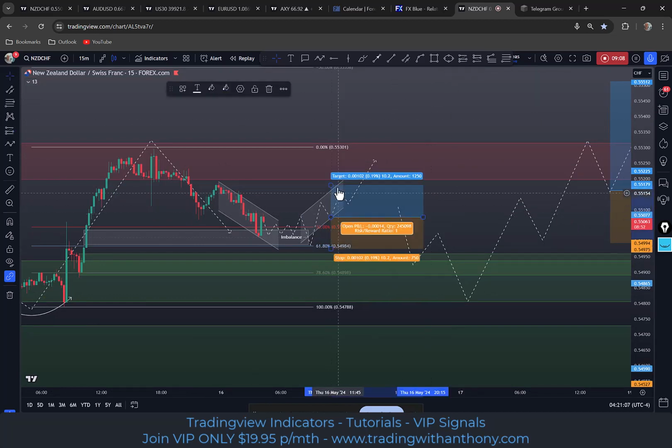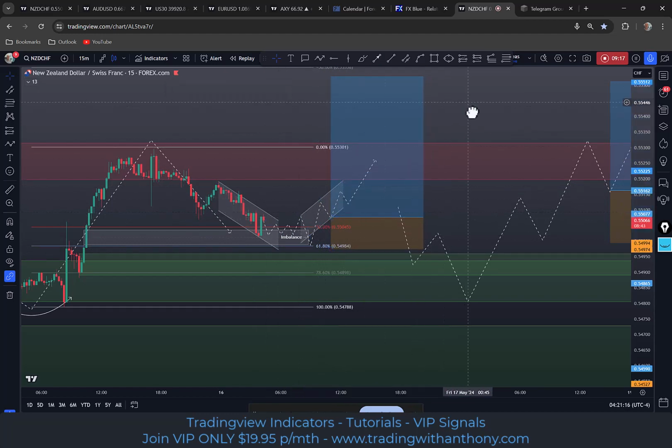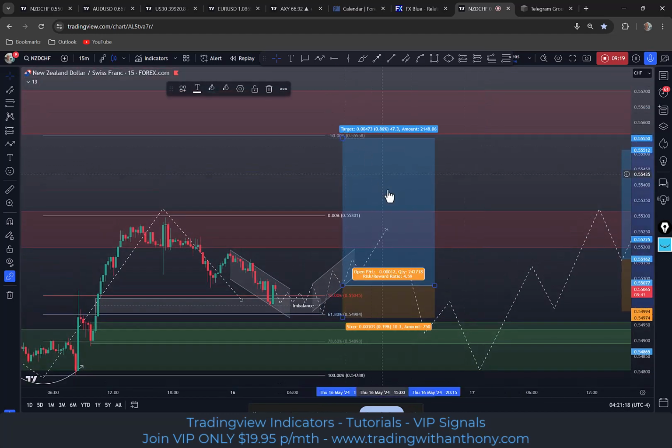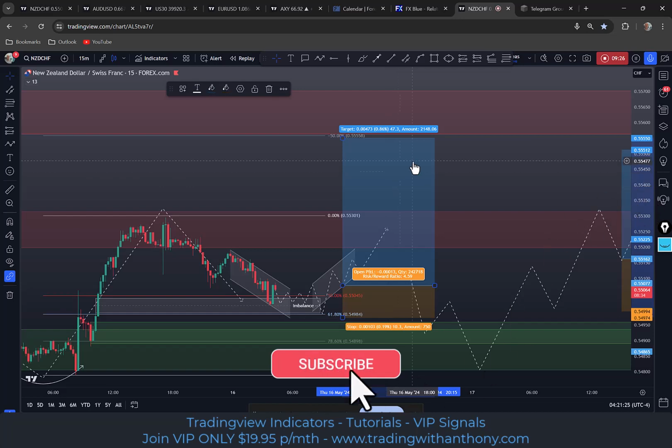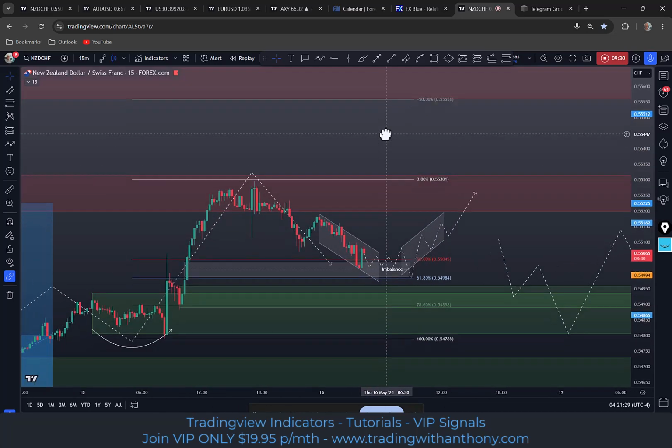So if that's an entry here, well, the stop could go under the low, under this range, if you're going to get in at this breakout. Something like that, and that could give you what? That's 4.5R if it happens here. That's nice. Okay, guys? That's my take on Kiwi Swissy.